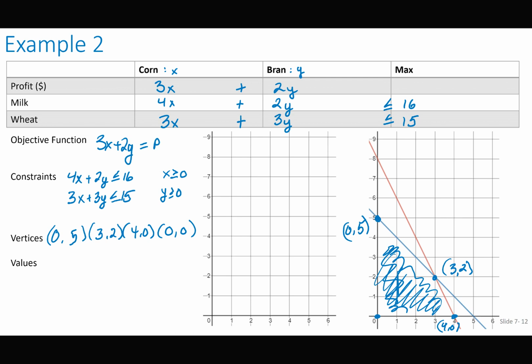Okay, so you got to test all of those, but then remember, your coordinate is not your final answer. You have to go back and say, okay, that represents this many trays of corn and this many trays of bran muffins.